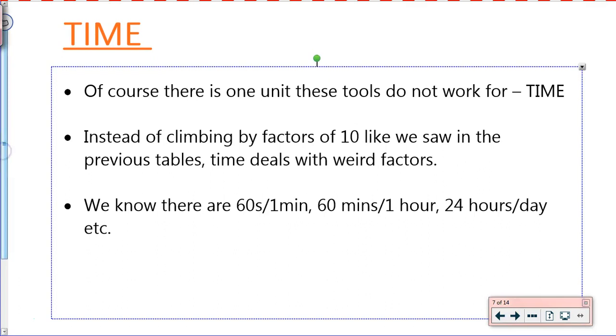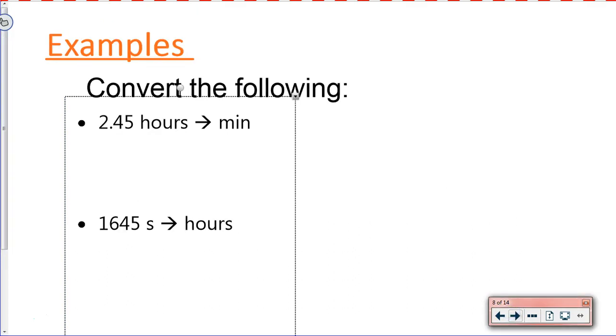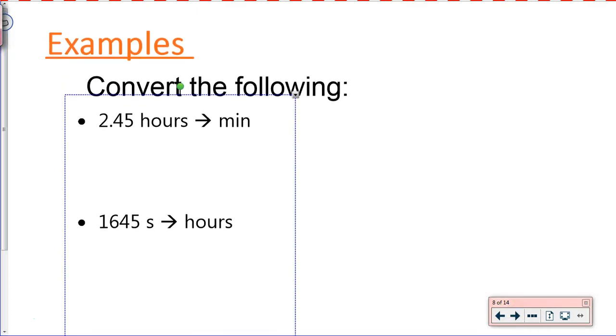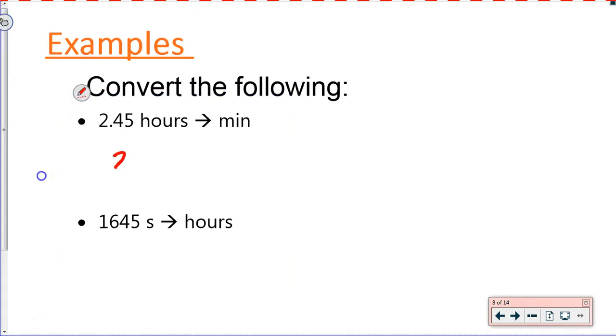Of course, there's one unit these tools do not work for, and that's time. And we're going to see that a lot in physics. Instead of climbing by factors of 10 like we saw in the previous table, time deals with weird factors. We know, for example, that there are 60 seconds in 1 minute and 60 minutes in an hour. Well, at least we hope you know this at this point. If not, we got some trouble. So if we take a look at these conversions, we have the conversion factors already for us, so we are going to start with 2.45 hours, and we're going to try to convert to minutes.